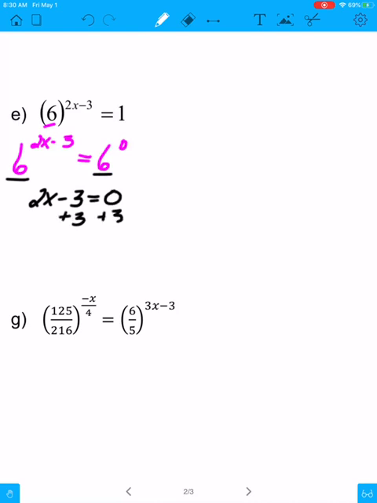Add the 3. 2x equals 3. Bad choice, you can barely see the difference. Divide by 2, x equals 3 halves.